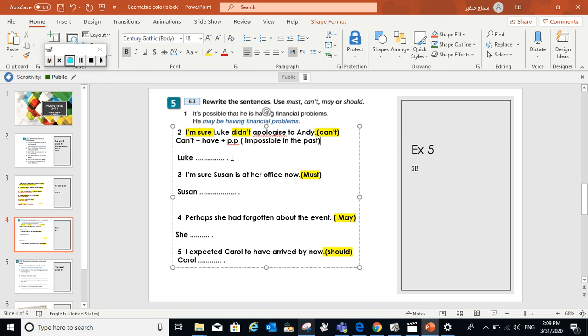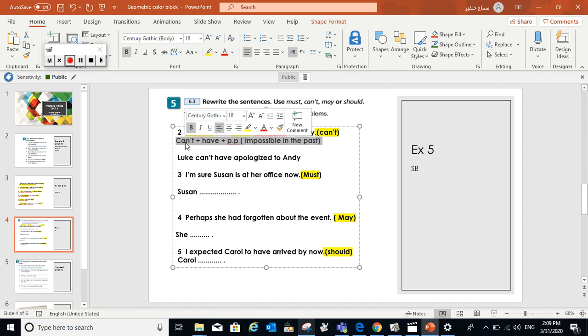Now let's follow the rule. So Luke can't, okay, have, this is the rule, the verb in the past participle. Can't have what? Apologized. Apologized to Andy. Okay. So please bear this in mind. It's very important because can't here, it's not about ability. Can't plus have plus PP means that something is impossible to happen in the past. You are sure that it didn't happen. Okay, so this is the answer.